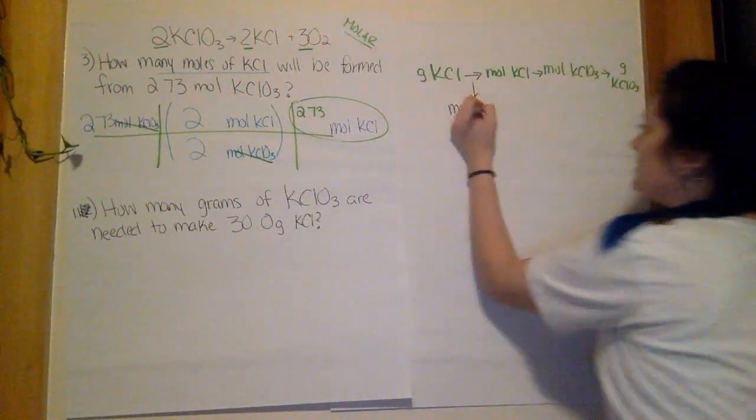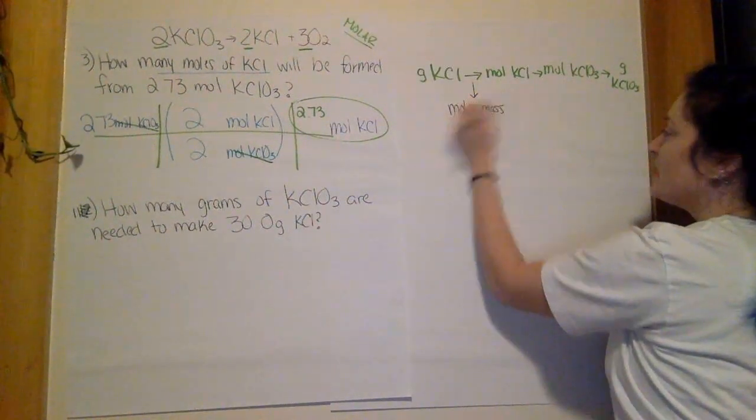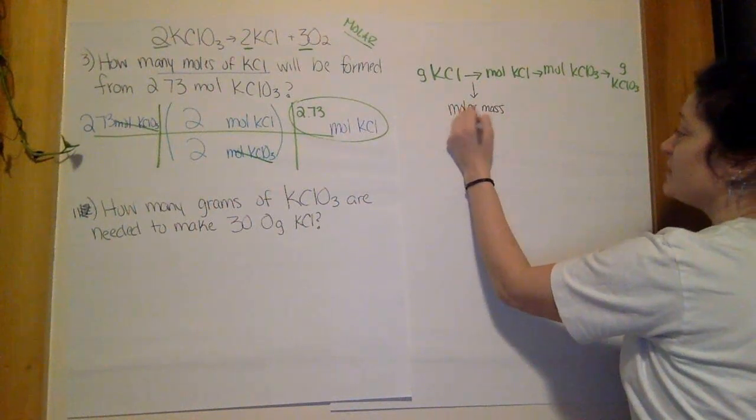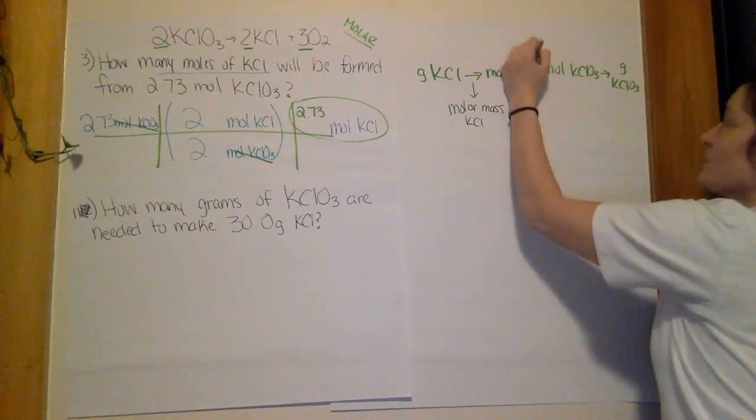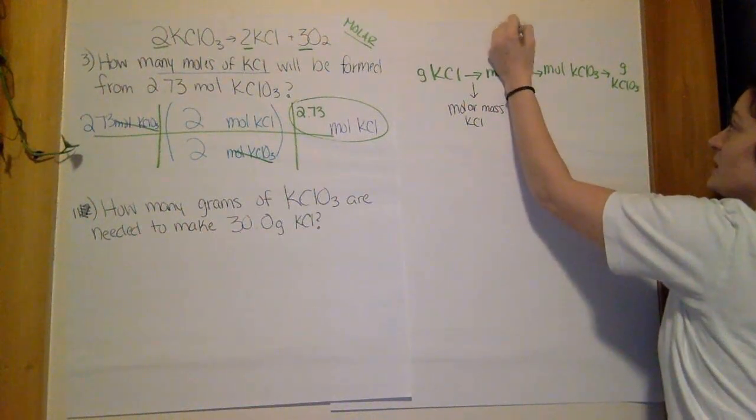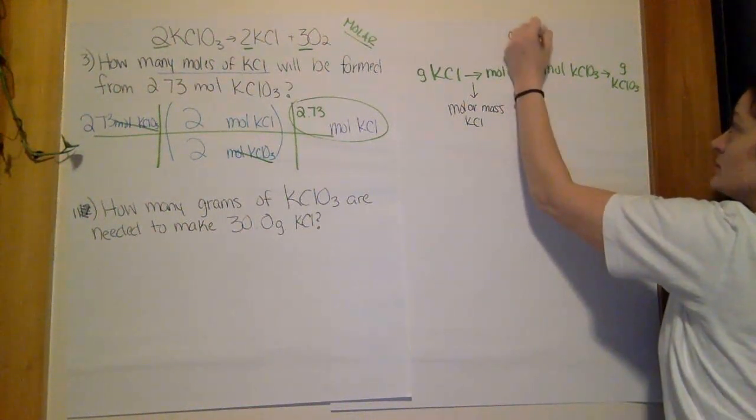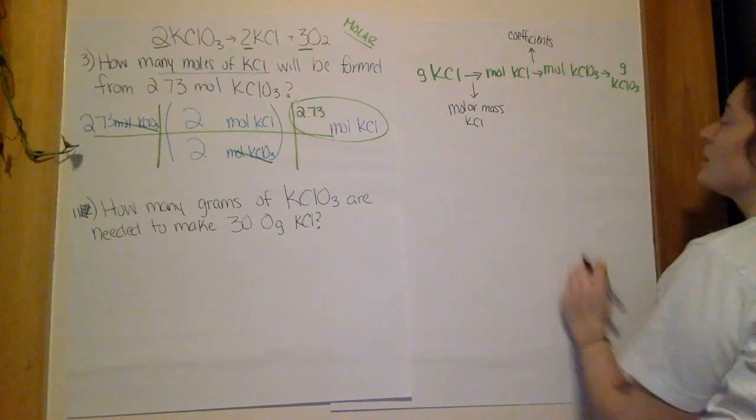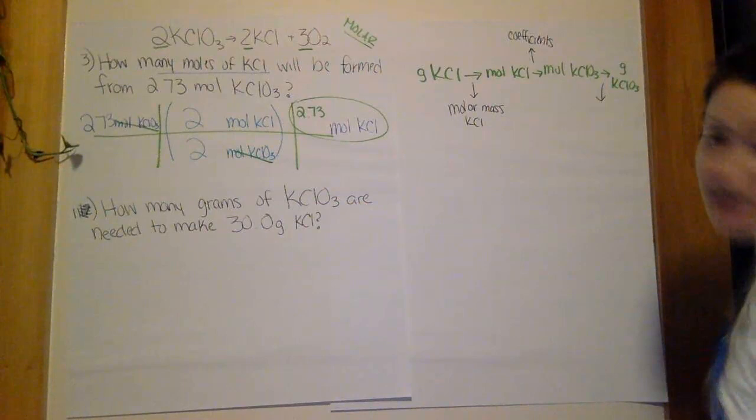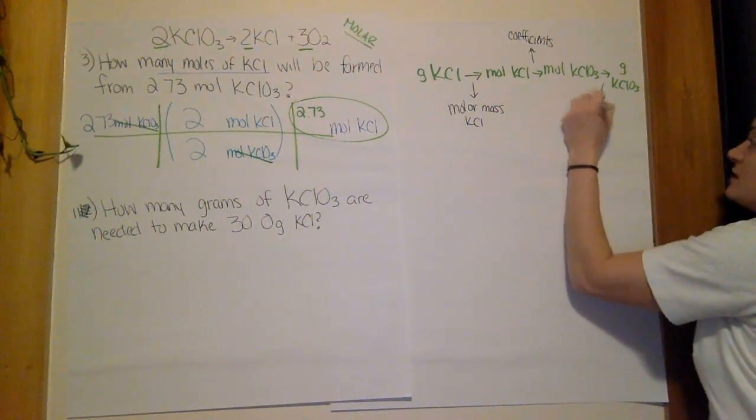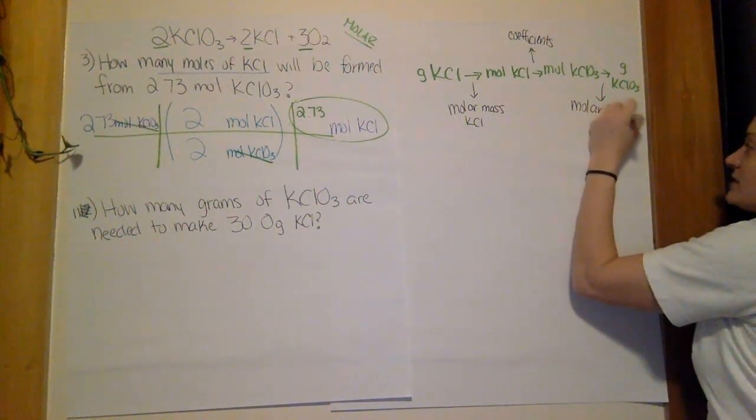All right. And this will be the molar mass of KCl because that's the compound that we're talking about. To convert between KCl and KClO3, this is where you need the coefficients from the balanced equation. And then to go between moles and mass of KClO3, again, you're going to be using molar mass, but this time it's the molar mass of KClO3.